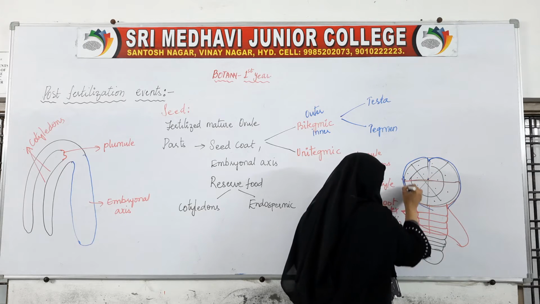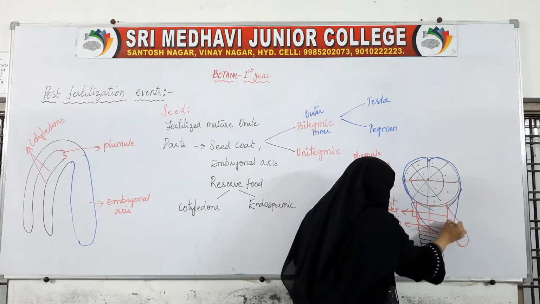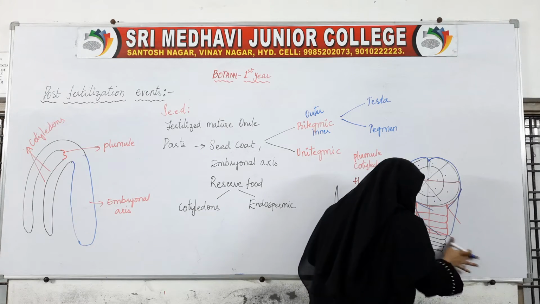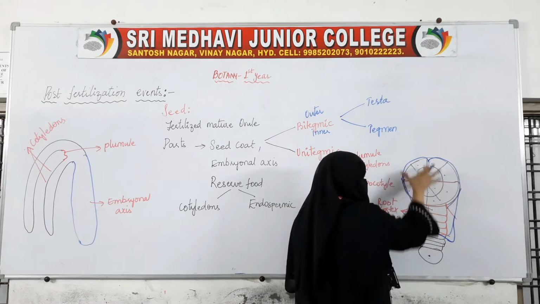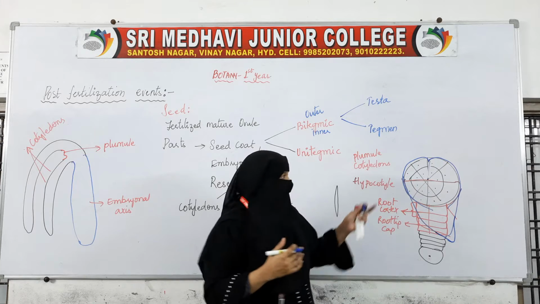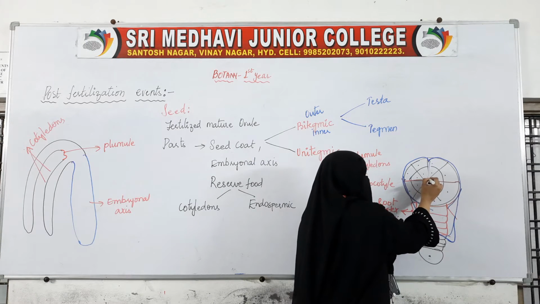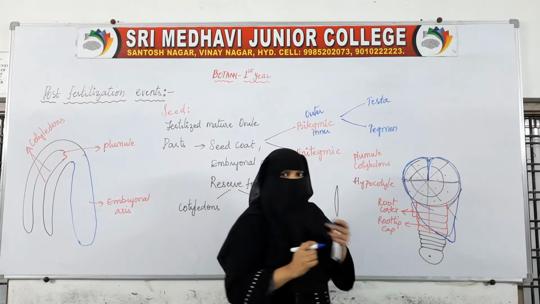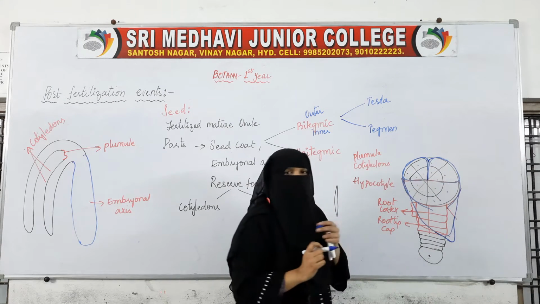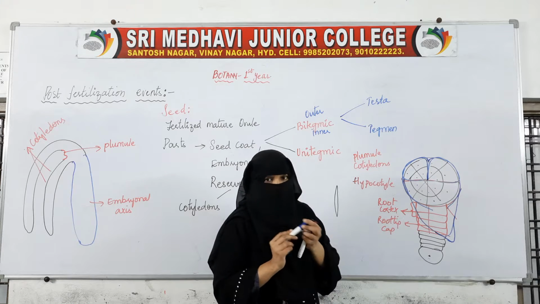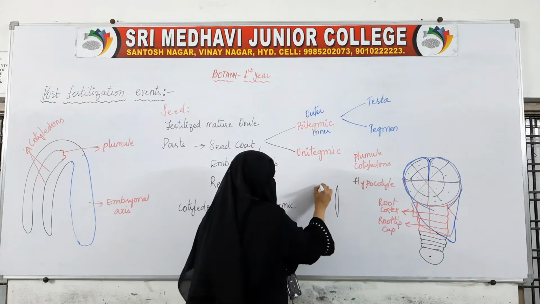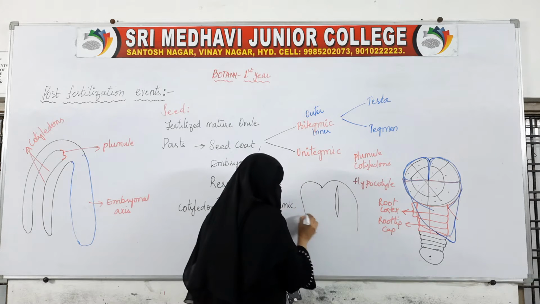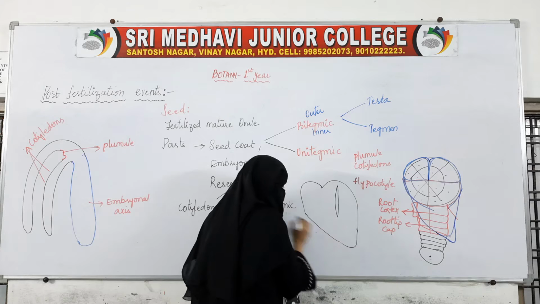So it looks just like a heart. It won't be like this totally, it will just look like a heart-shaped embryo. From here, this is one cotyledon and this is another cotyledon. Two cotyledons were there. This area has changed into hypocotyl. So now it looks a little like this.